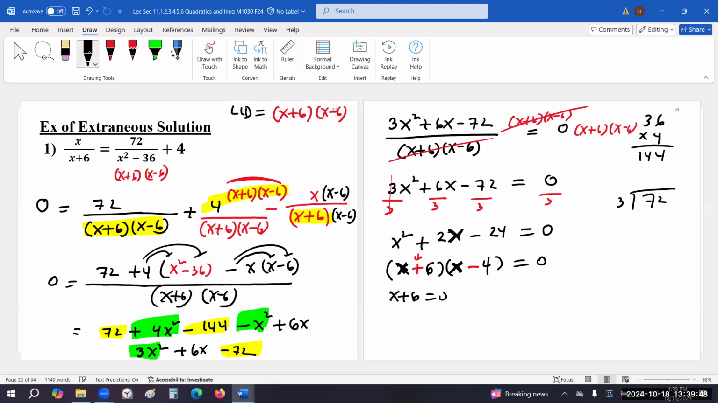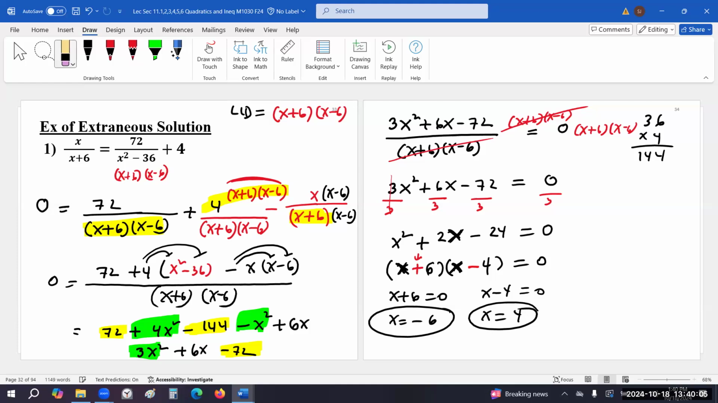So x plus 6 equals 0 gives us x is negative 6. X minus 4 equals 0 gives us x is 4. Right? We get 2 solutions. Now see what happens. We have to check: can we accept both solutions, or are there some numbers we cannot have in our solution?